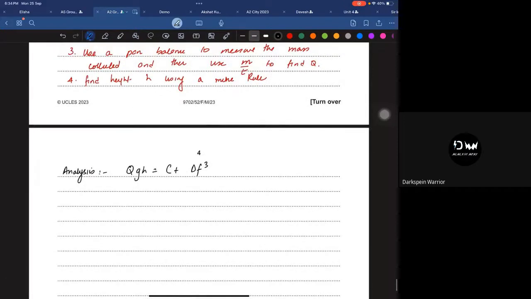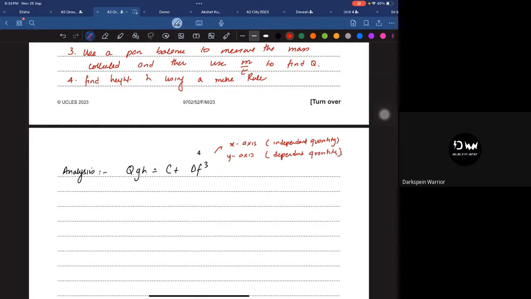Now, generally speaking, I'd like to tell you that usually in physics, what we do is on the x-axis, we put the independent quantity. This is basically a convention that we follow. And on the y-axis, we put the dependent quantity. Is it clear?